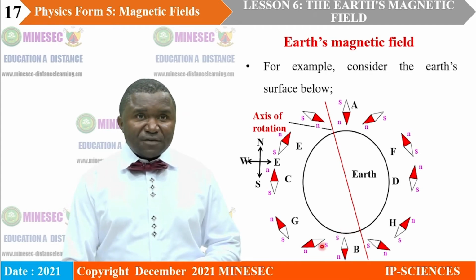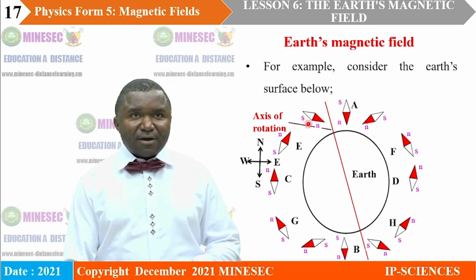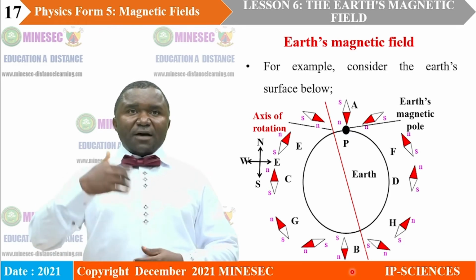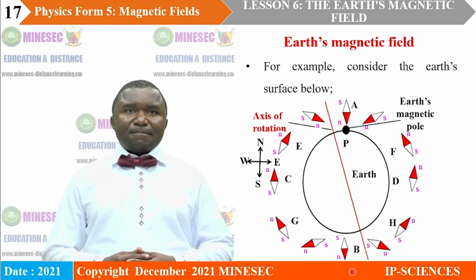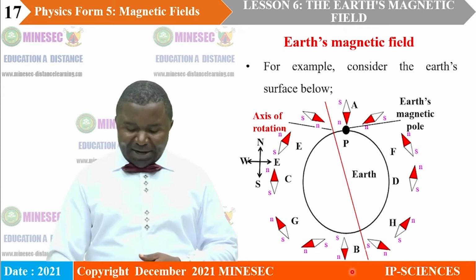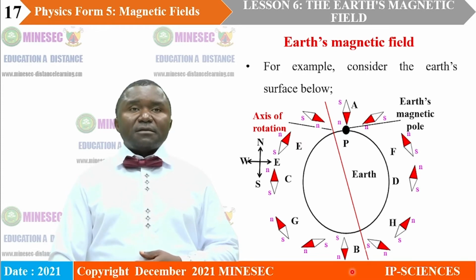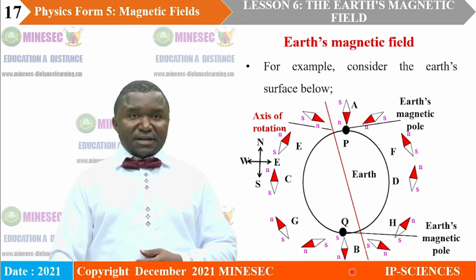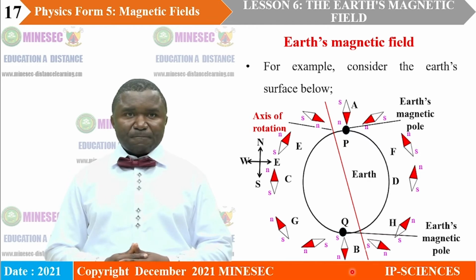from the southern hemisphere, we can trace the path of the field line right across to the northern hemisphere. And on this other side of the Earth's axis, we can trace the field line across to the northern hemisphere. So we have the Earth's magnetic pole in the northern hemisphere and another magnetic pole in the southern hemisphere.